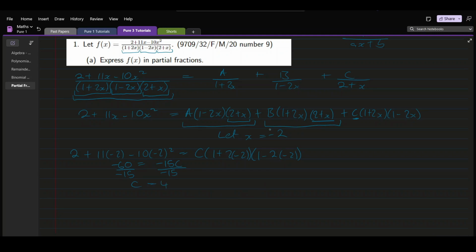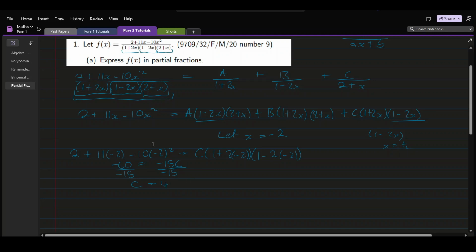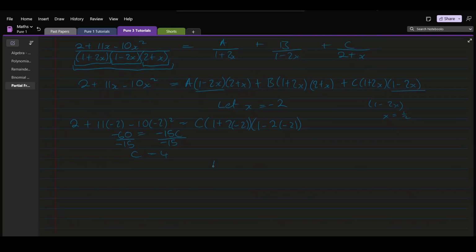And now we have to look for another value that will allow us to evaluate either a or b. Here we have the bracket 1 minus 2x, right? That's present here and here. For this bracket to be 0, we have to substitute x with +1 over 2. So we can say let x equal 1 over 2, and then we'll substitute here.